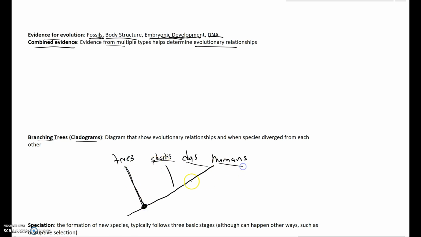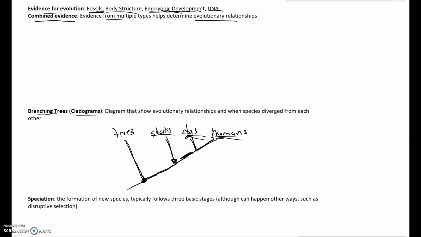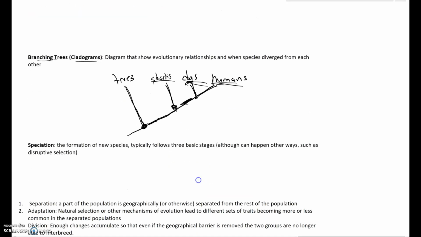but then sharks and dogs and humans were still more similar than trees. And then at some point, sharks split off, and humans and dogs were still more closely related. And then at some point, dogs and humans split off from each other. So we can, over time, build this tree, and we could start to fill in all sorts of different species that would show how closely related different species are to each other.